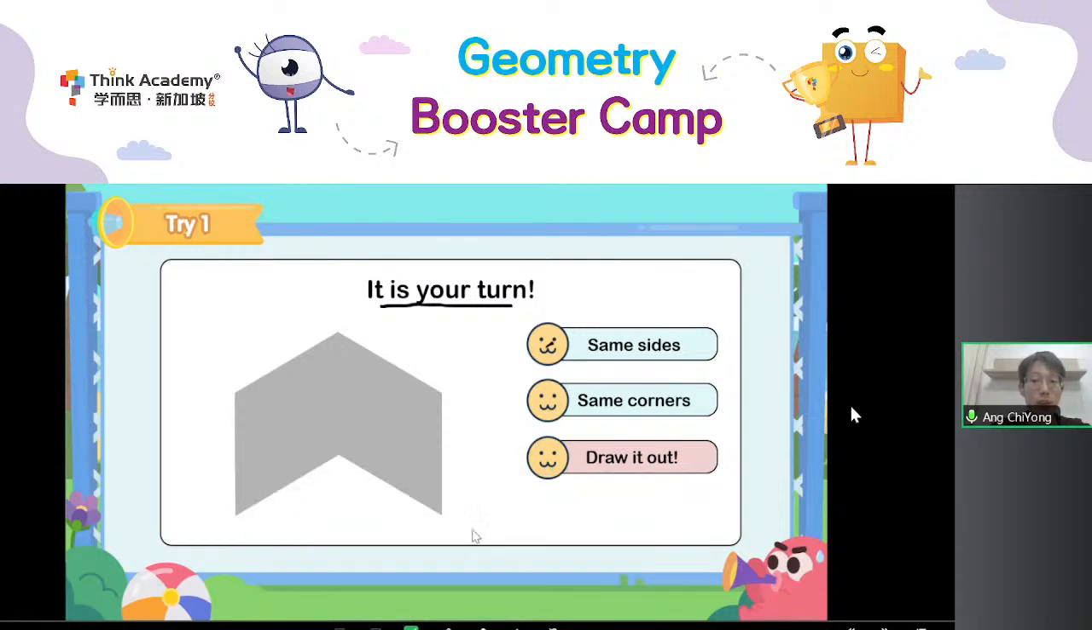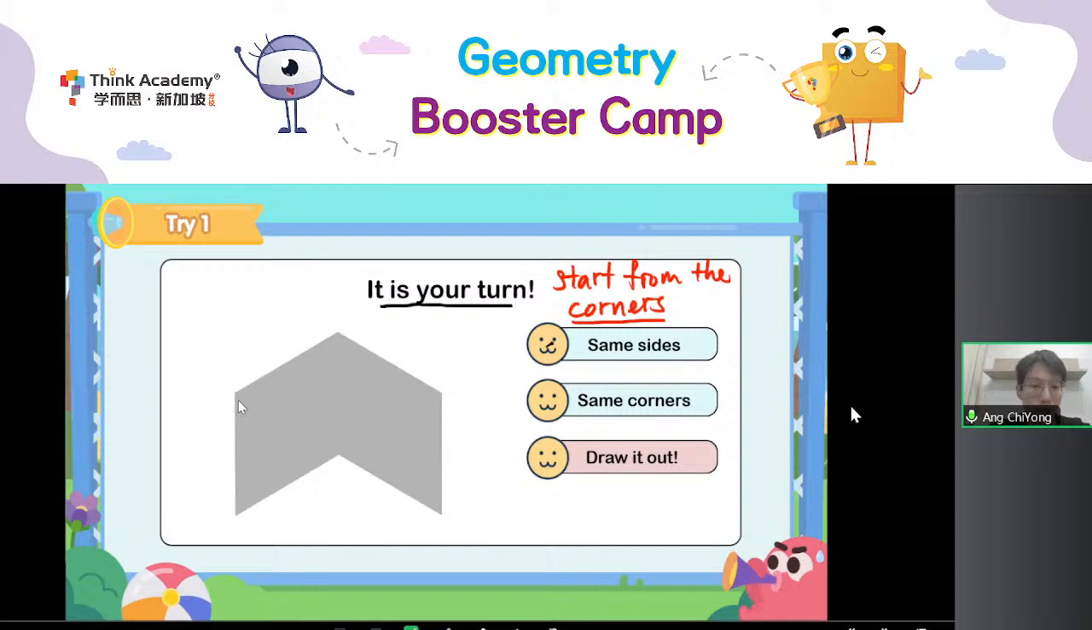What's a regular triangle? We need it to be the same sides, same corners. And then we have to draw it out. We start from where? Start from the corners. Start from the corners.